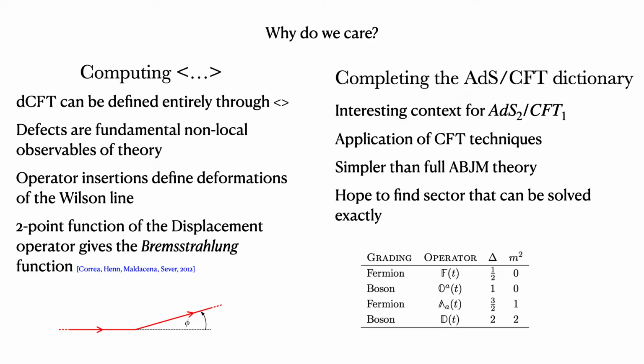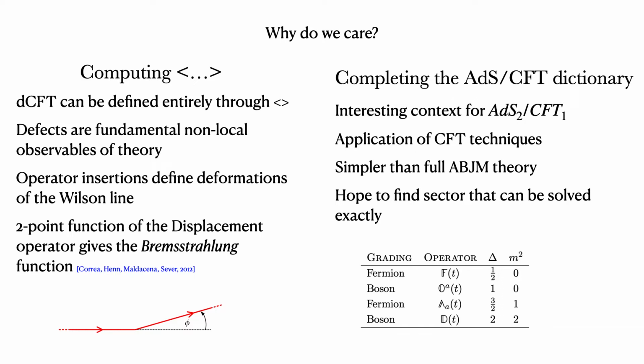So why do we care about these objects? The correlators are particularly important because they actually define your defect field theory, where your fields will be your operator insertions, and your objects will be the correlators on your Wilson line. So you'll have a well-defined CFT1. Furthermore, your defects are actually fundamental non-local observables of a theory. So without them, you don't have a complete description of your theory.